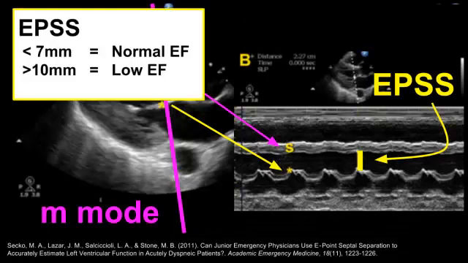So now we've measured our EPSS. Well, what does that mean? If your EPSS is less than 7 millimeters, you have a normal EF. Now, as far as the cutoff for the low EF, I've seen a lot of numbers thrown out there in different papers. I've seen 10, I've seen 11, I've seen 12, and obviously the higher you get, the more sensitive that's going to be for a low EF. Overall, the consensus seems to be that if it's over 10 millimeters or 1 centimeter, that correlates to a low EF. So just remember, less than 7 is normal, somewhere in between 7 and 10 is probably a mild to moderate, and a low EF you can be pretty sure you're seeing if it's greater than 10 millimeters.